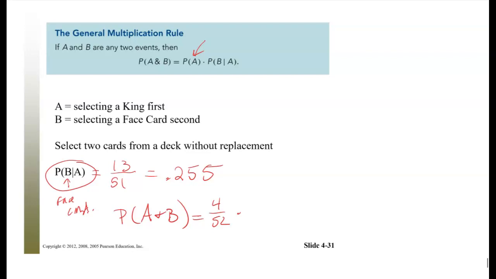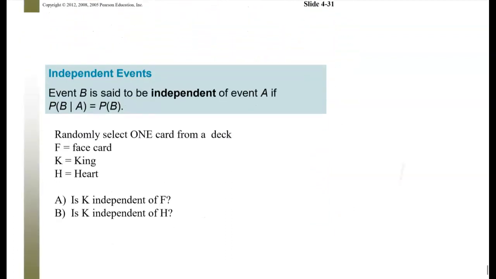So I'm going to multiply that by my 0.255. And you can go ahead and use your calculator. I'm getting 0.0769 times 0.255, and I get a probability of 0.0196. So that's our general rule: you have to select something given that the first one occurred.